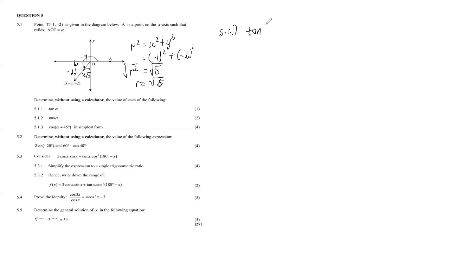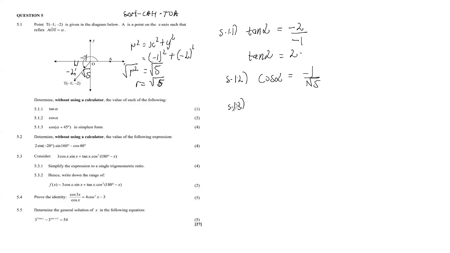We have tan alpha, which we know according to SOHCAHTOA, tangent is opposite over adjacent. So what's our opposite side? That's -2, and our adjacent side is -1. So -2 divided by -1, that's +2. So that's how you have your tan alpha. Now for 5.1.2, we are looking for cos alpha, which we know cos is adjacent over hypotenuse. So my adjacent side is -1, but my hypotenuse side is √5. Then just like that, you have solved it.